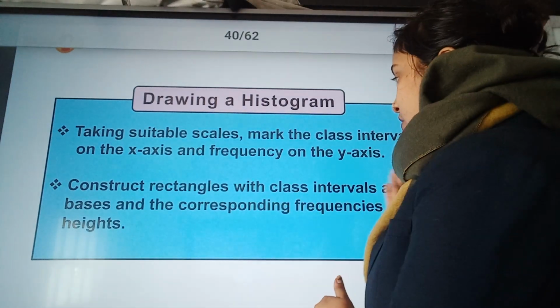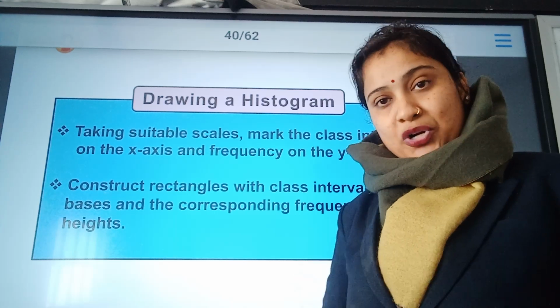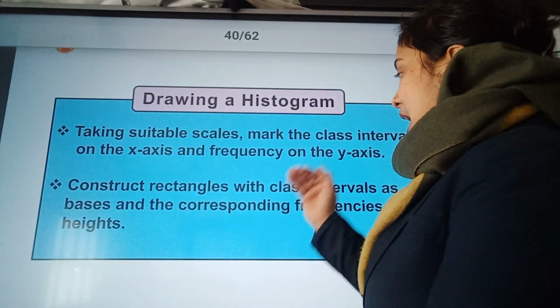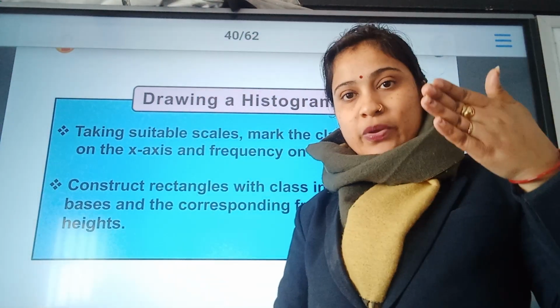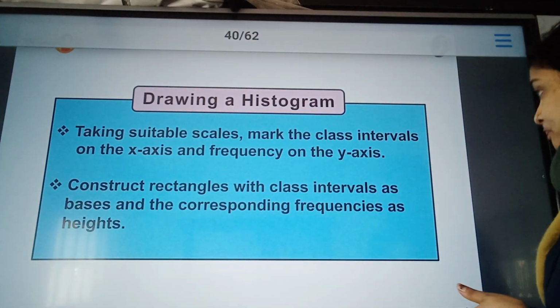Then we have to construct the rectangles with the class interval as the base. That means the class interval which we have plotted along the x-axis will be the base for the rectangle, and the corresponding frequency is the height. So the vertical height is along the frequencies and the base must have the class interval.